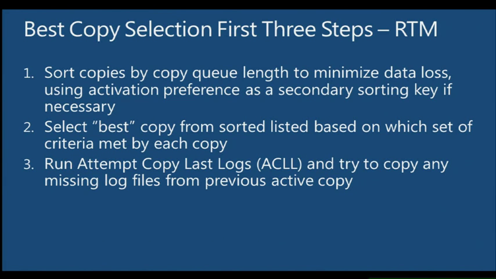The copy queue length is the number of log files that didn't make it over from the active to passive. The copy with the lower copy queue length goes to the higher of the list. Okay? The lower copy queue length means it's more up to date. It has fewer missing log files.